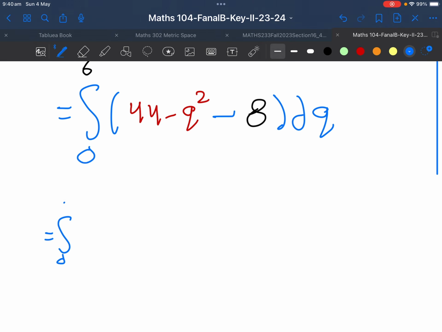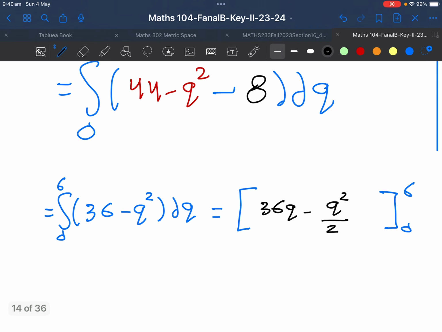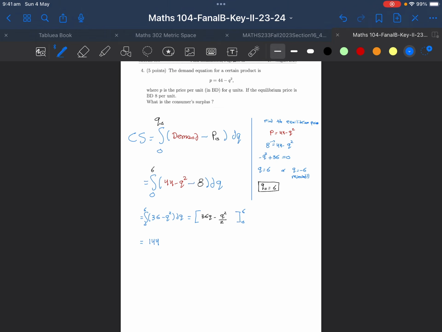So this would be the integral from 0 to 6 of 36 minus q squared dq. If we do this integration, it would be 36q minus q squared over 2. Now we have to substitute by 6, and then substitute by 0, and the answer would be 144. And that's the consumer surplus.